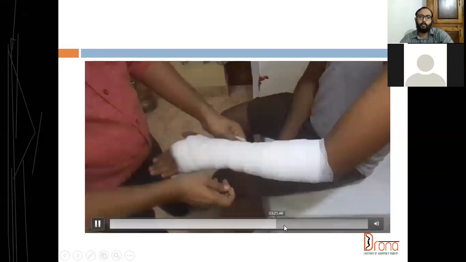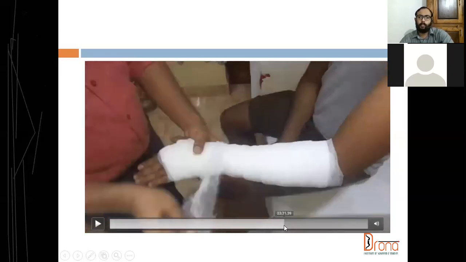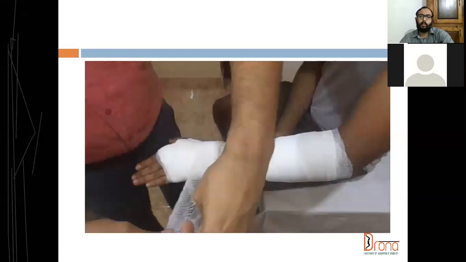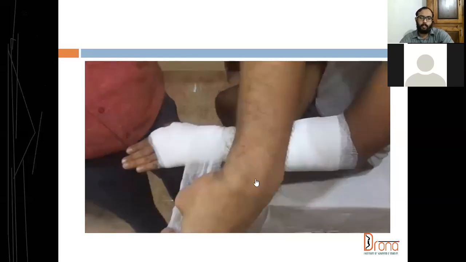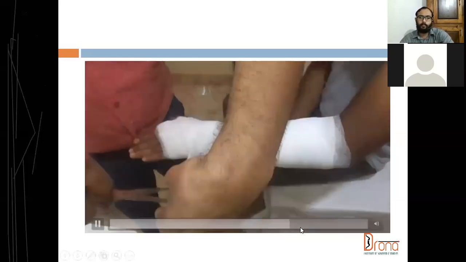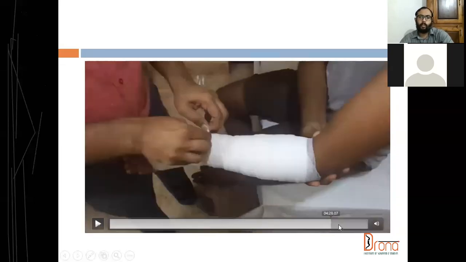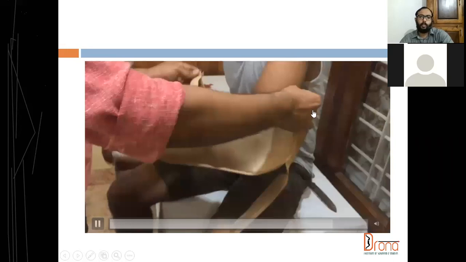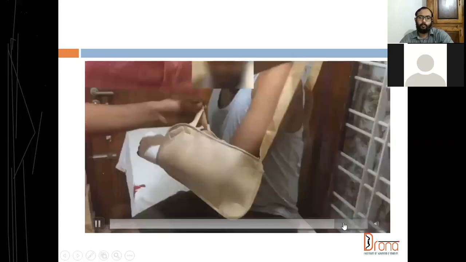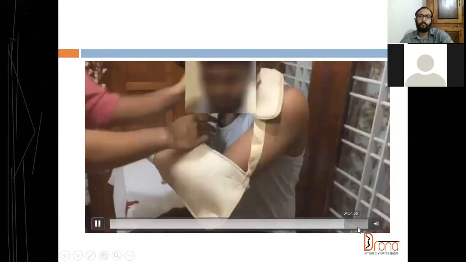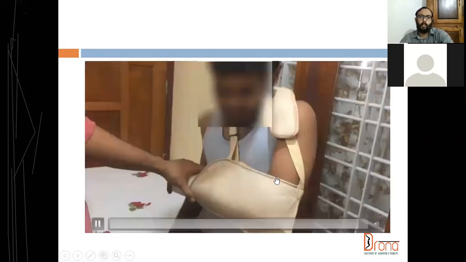In the lower limb also, in tibia fracture and fibula fracture, below knee cast bandages are actually spiral bandages. This is Anuvelita bandha. In this particular injury, we should apply a sling also.